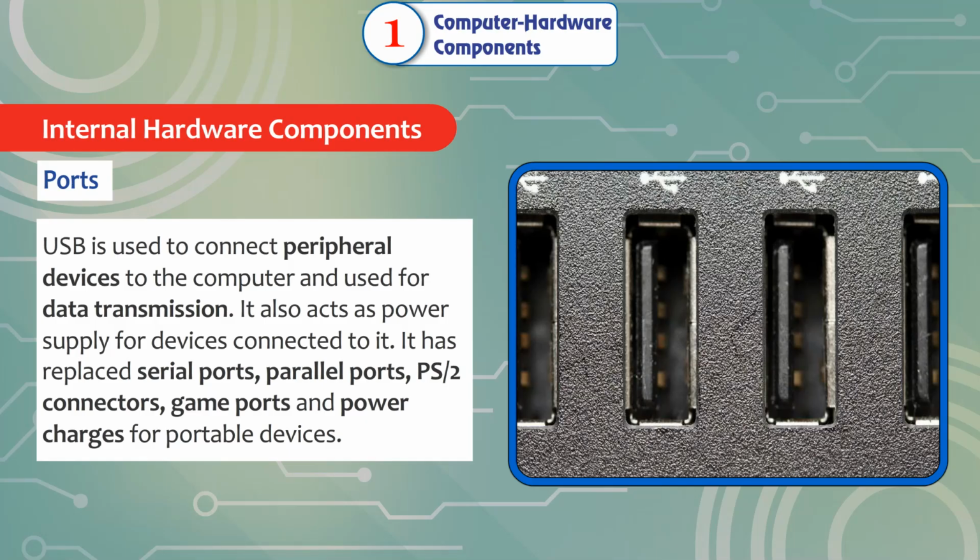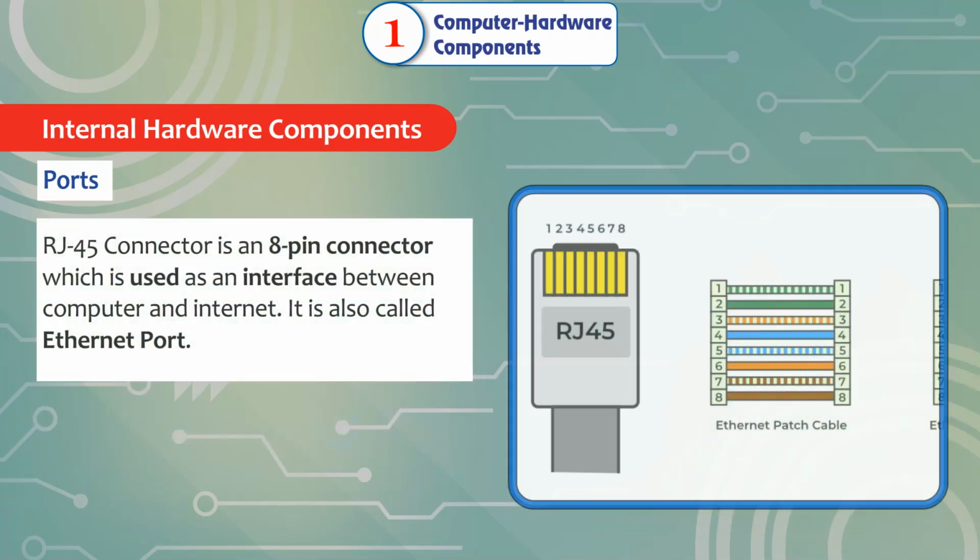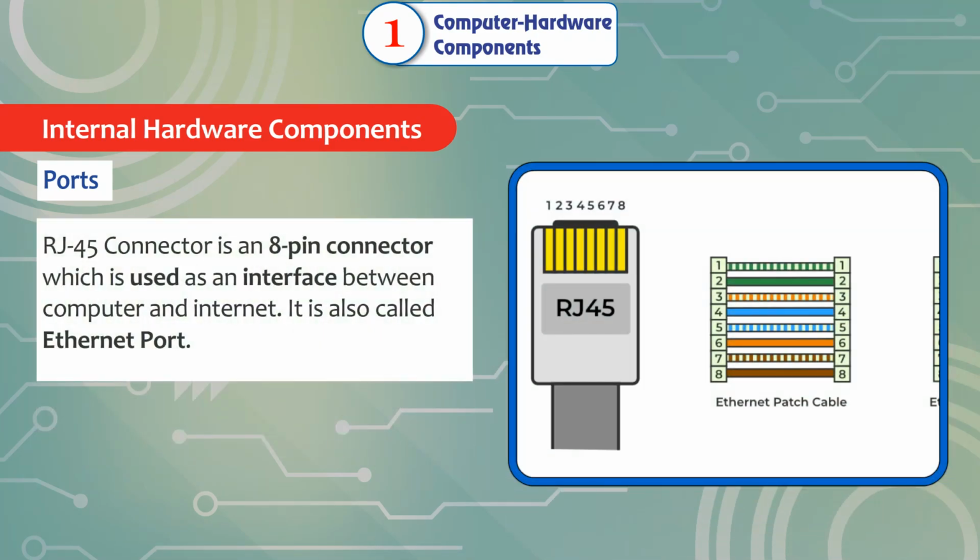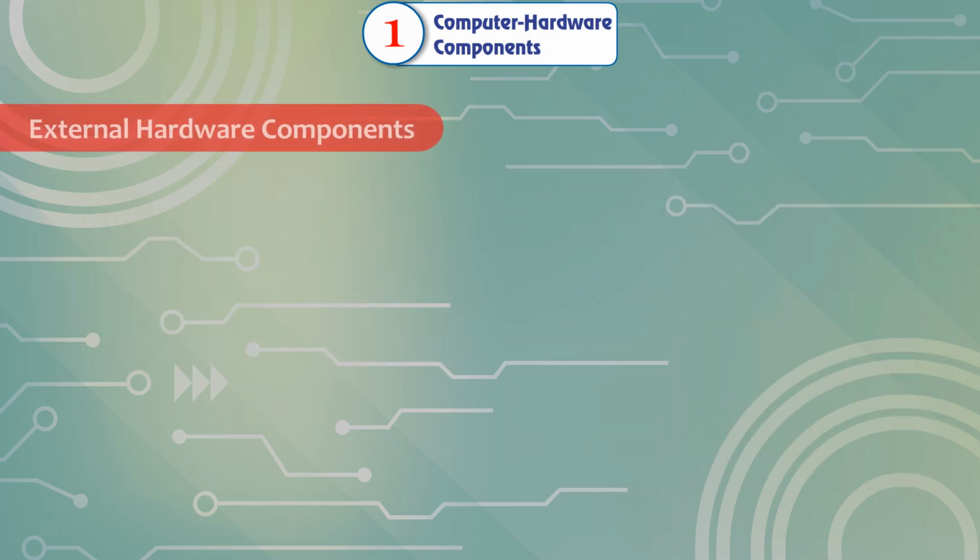USB is used to connect peripheral devices to the computer and used for data transmission. It also acts as a power supply for devices connected to it. It has replaced serial ports, parallel ports, PS/2 connectors, game ports, and power chargers for portable devices. RJ45 connector is an 8-pin connector which is used as an interface between the computer and the Internet. It is also called Ethernet.